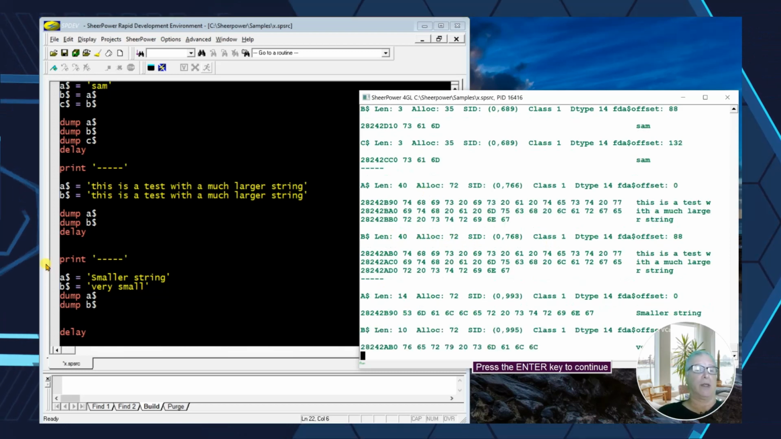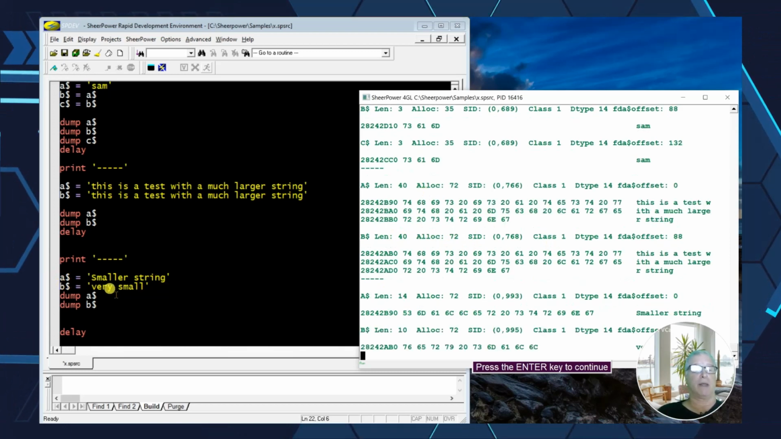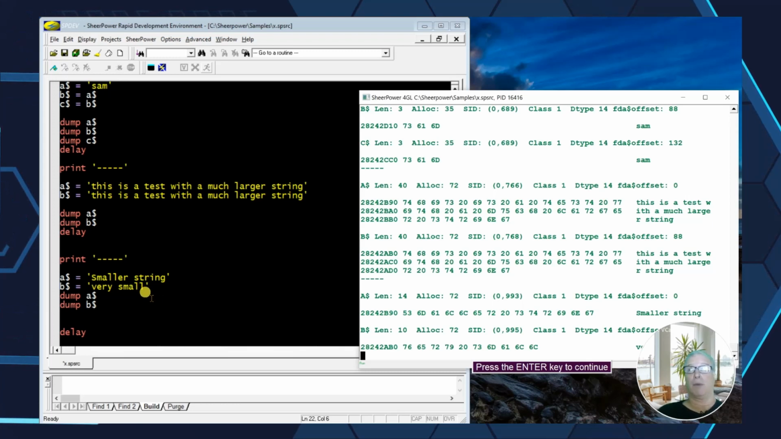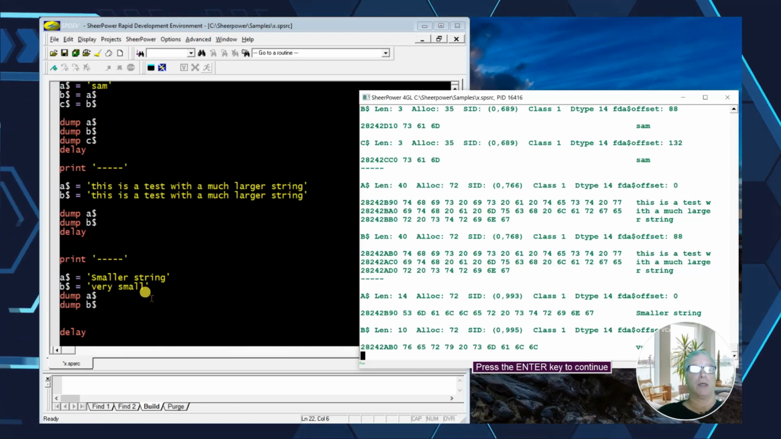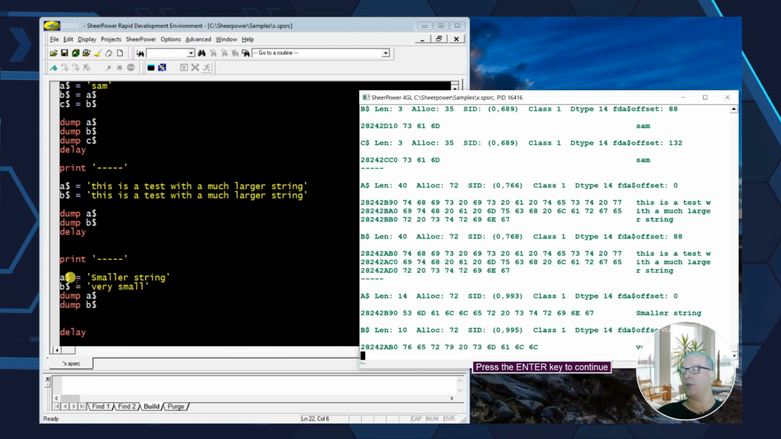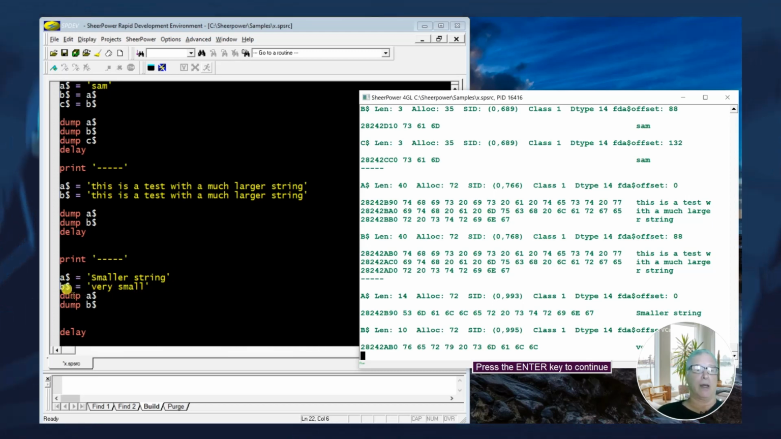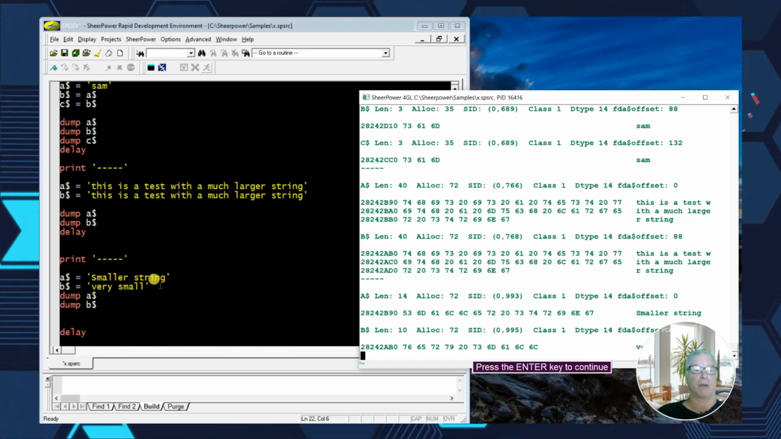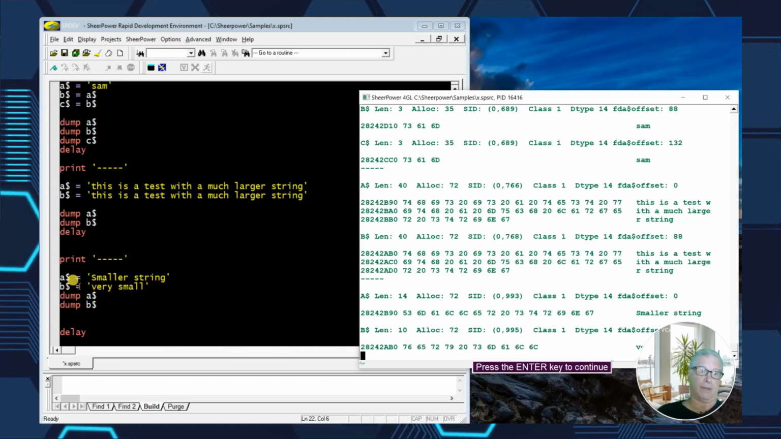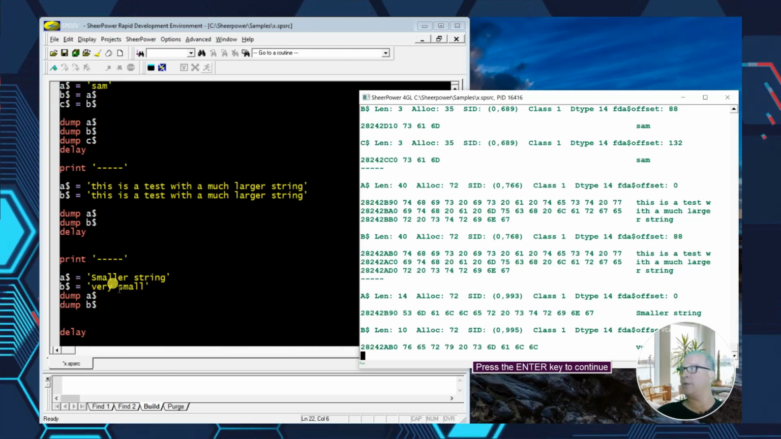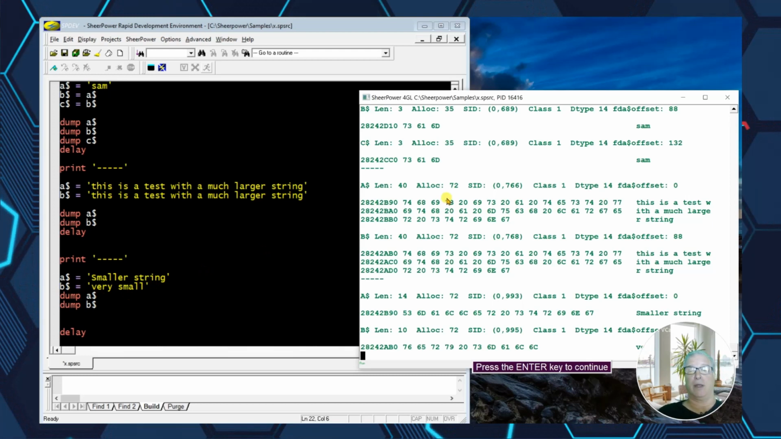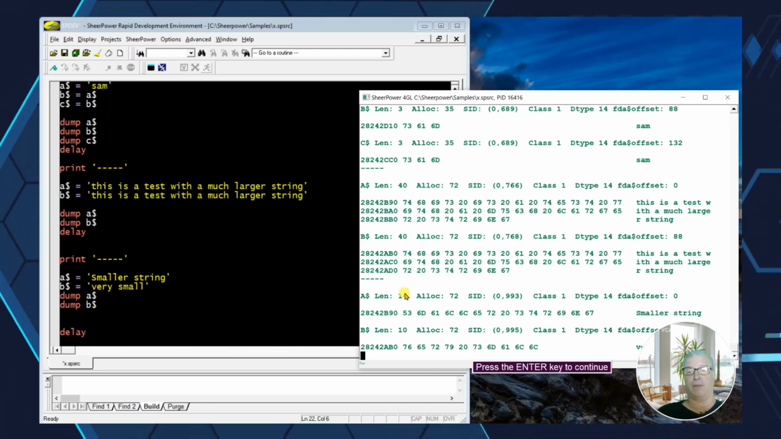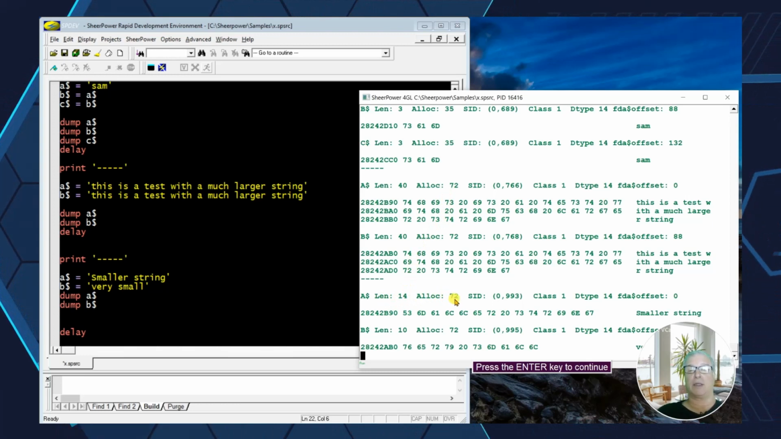So the next thing the code does is it says $A equals smaller string, $B equals very small. In most languages, this would cause a new allocation for $A of this many characters and a new allocation for $B of this many characters, and then copying smaller string into the newly allocated $A, and copying $B into its new string. In Sheerpower, we don't do that. Even though our new length is 14 for $A, our allocation stays the same.